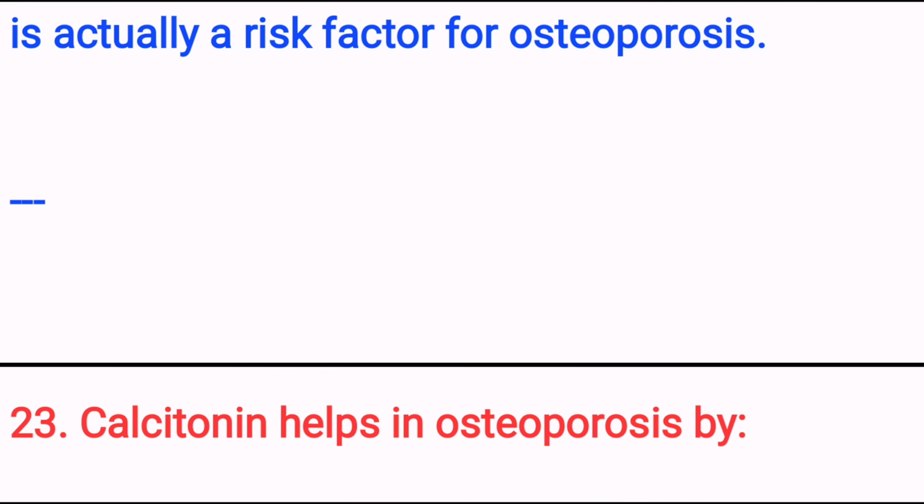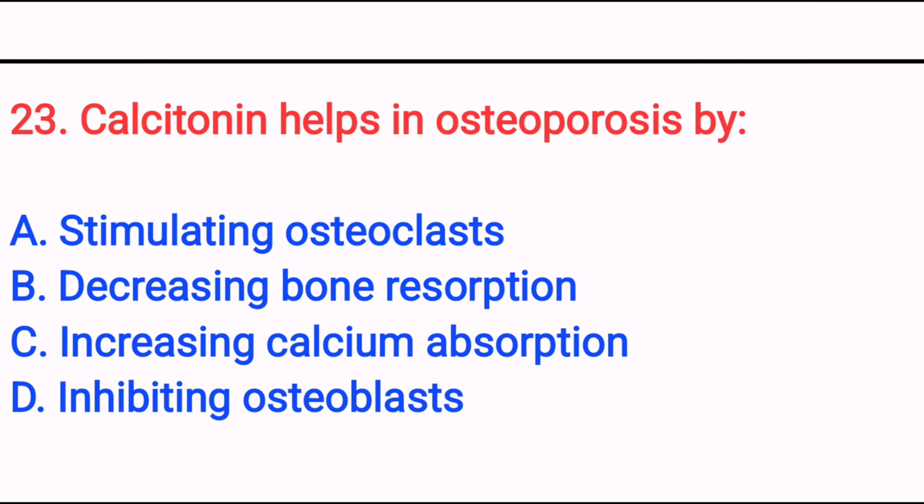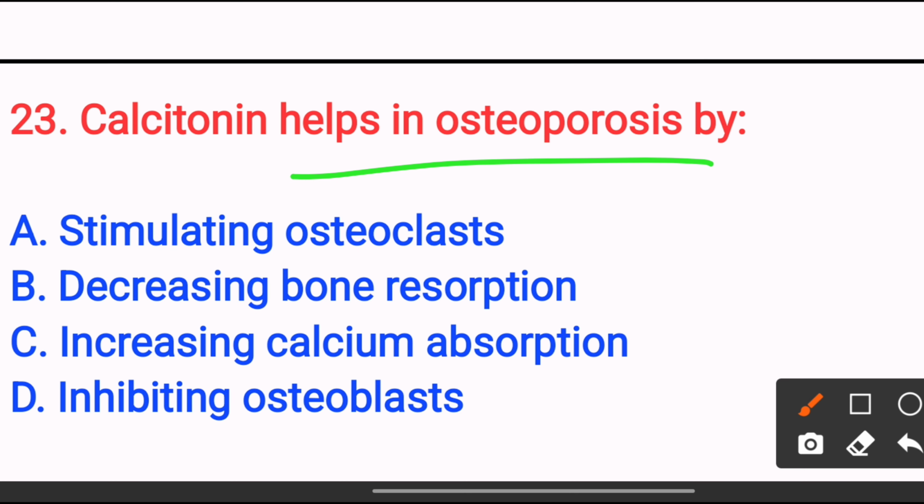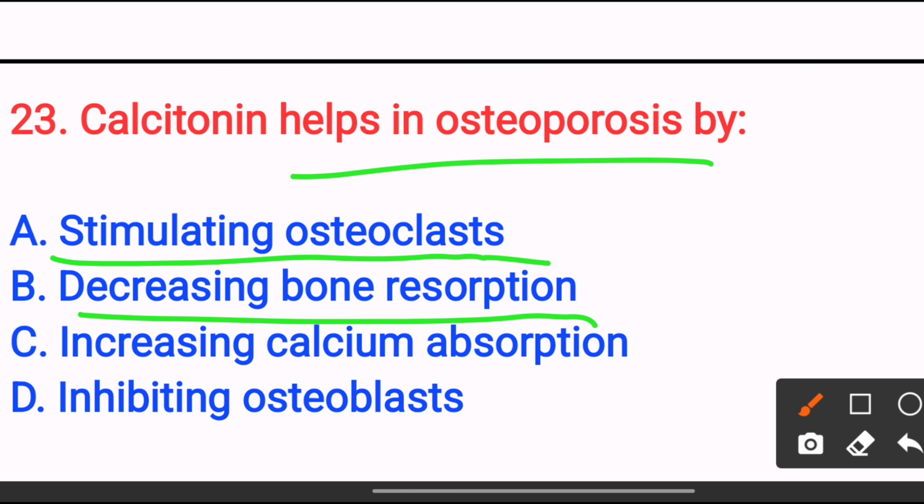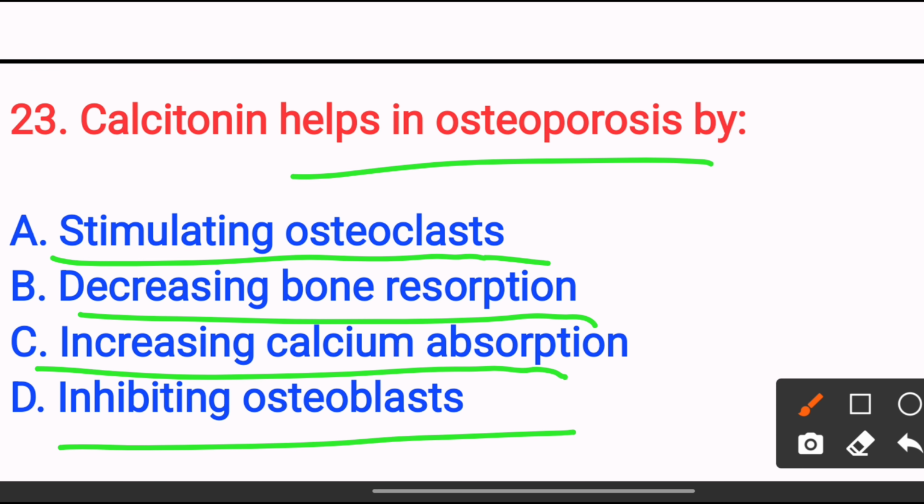Next, calcitonin helps in osteoporosis by option A, stimulating osteoclast. Option B, decreasing bone resorption. Option C, increasing calcium absorption. Option D, inhibiting osteoblast. The answer is option B, decreasing bone resorption, because calcitonin inhibits osteoclast activity, thereby reducing bone resorption and slowing the progression of osteoporosis.